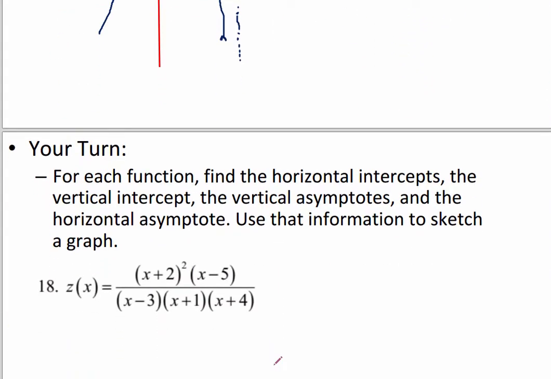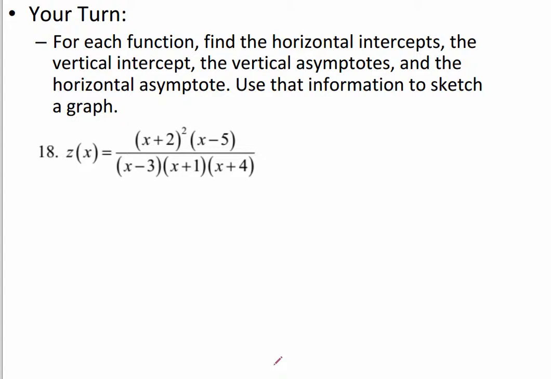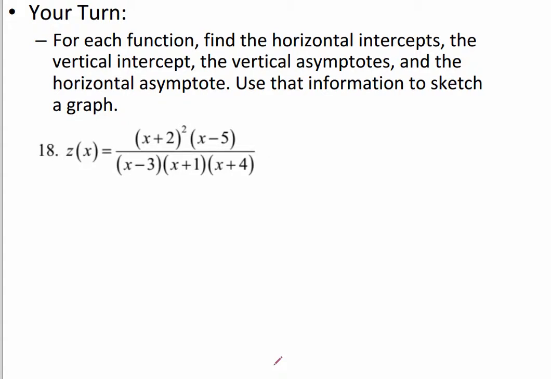Okay, let's do another one. So for each of the functions, find the horizontal intercepts, the vertical asymptotes, the horizontal asymptotes, and we want it all chocolate coated, okay? Alrighty, so this one, they were nice, at least, and they gave it to us in factored form. So let's go ahead and we'll do them in order here. Let's go ahead and find the horizontal intercept.